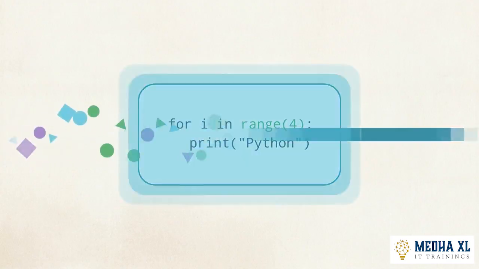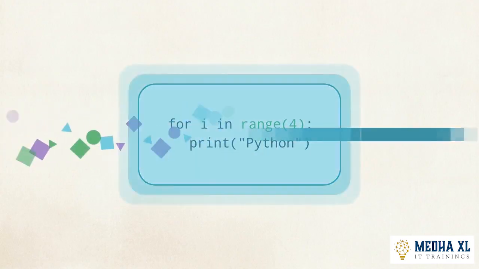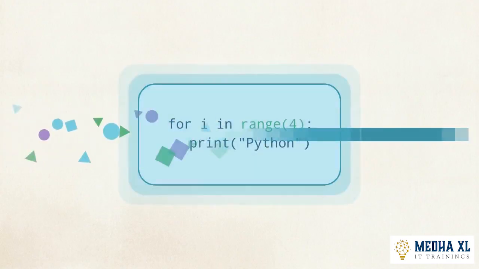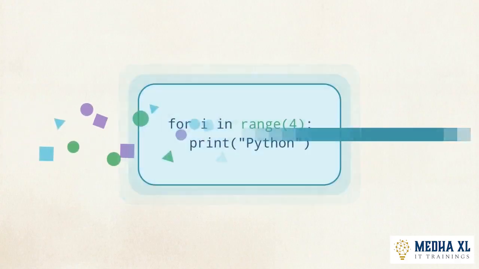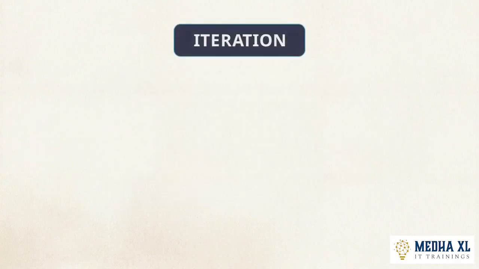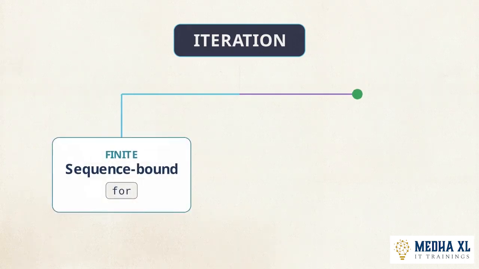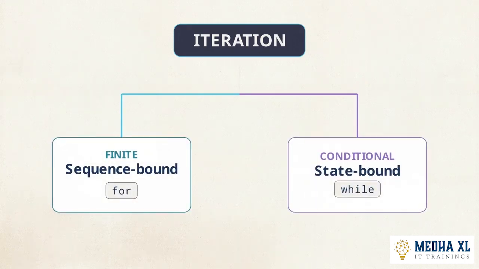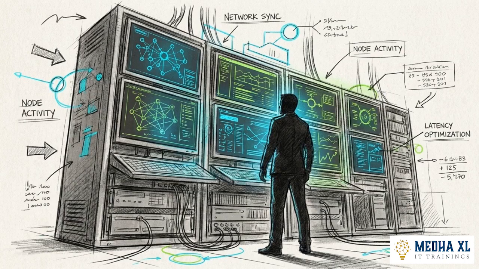A single block of instructions can now repeat itself, processing data volumes that would otherwise require thousands of lines of manual input. Python manages this process through 2 distinct control flow architectures: sequence-bound iteration and state-bound iteration. Understanding these 2 architectures allows a developer to replace manual repetition with automated logic.